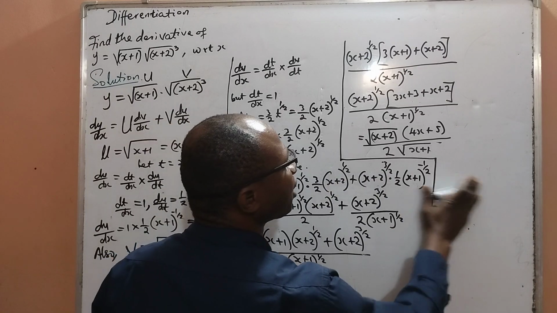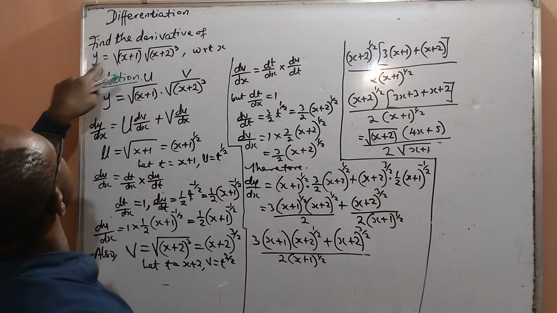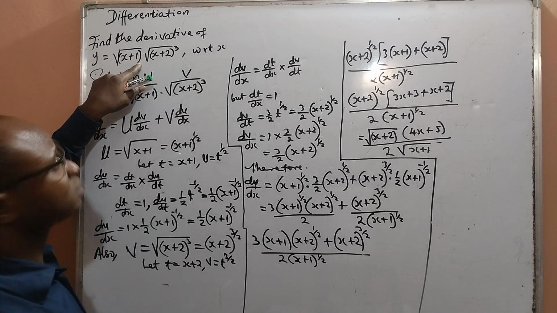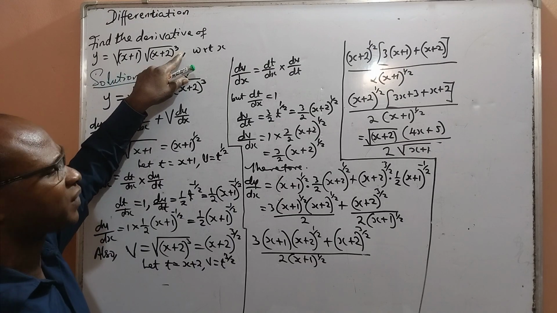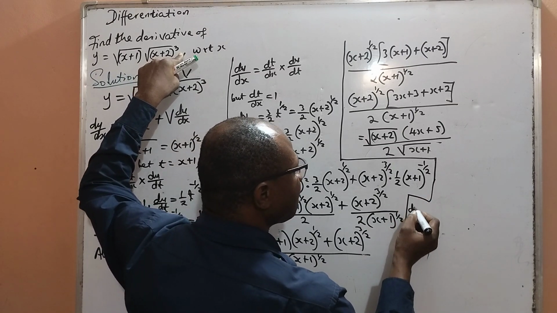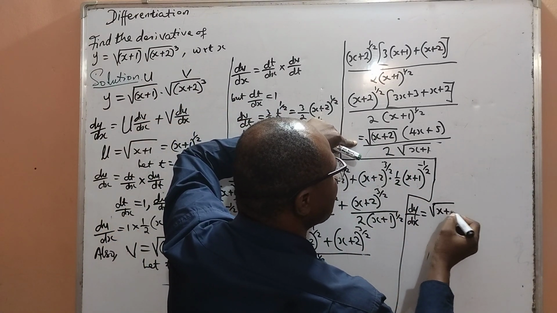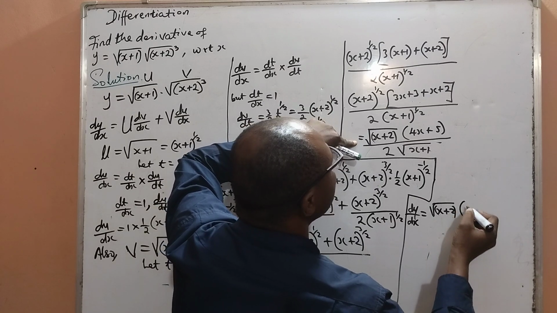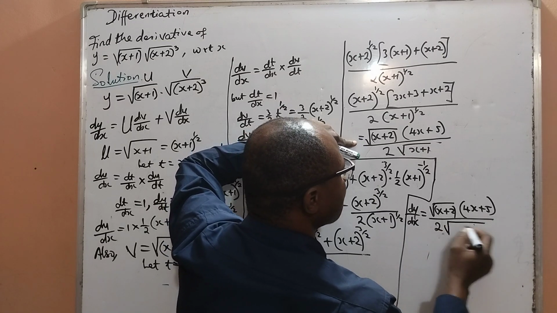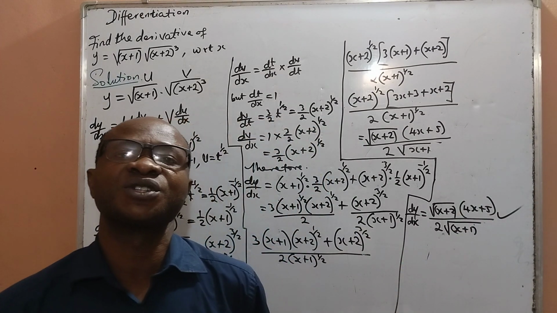Final answer. In conclusion to this video, we can now say that the derivative of y with respect to x of this function, square root of x + 1 multiplying the square root of x + 2 all to the power of 3, is equal to, therefore, dy/dx of the function will now be written as the square root of x + 2, then into (4x + 5), all divided by 2 times the square root of x + 1. Final answer.